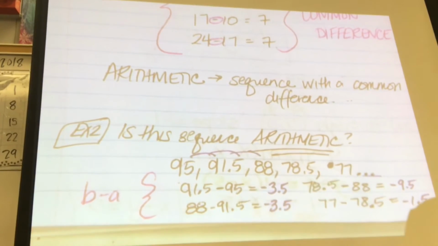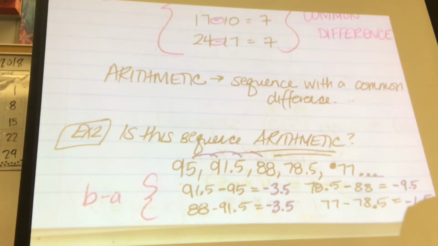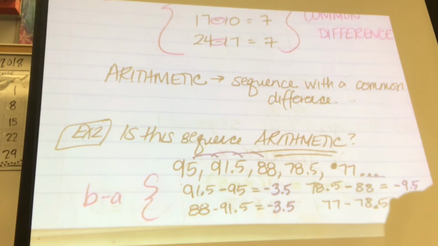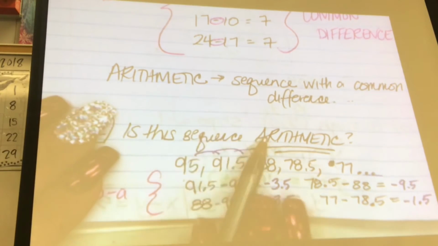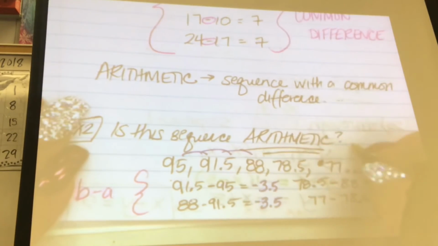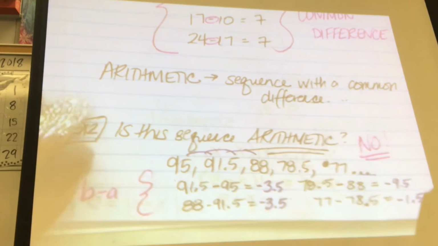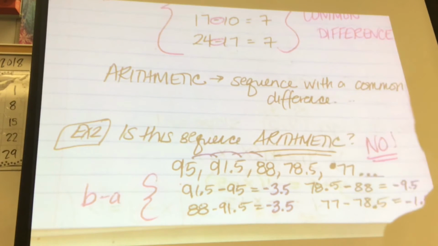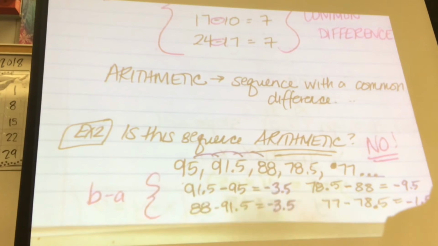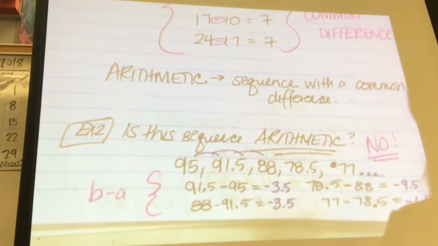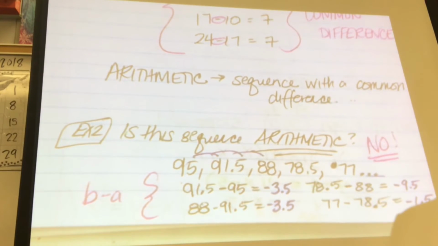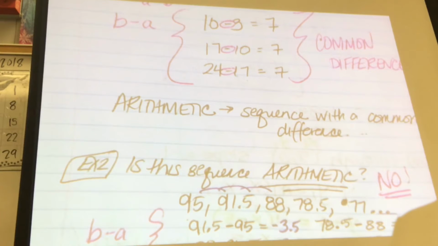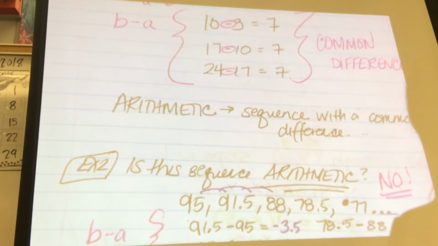Jacob, are these a common difference? No. No way. These do not move up or move down by the same amount. So the answer, is this sequence arithmetic? No. Be careful. Just because it's not arithmetic doesn't automatically mean it's geometric. It's just no. So tonight's homework, we're going to subtract our terms and see if we have a common difference. If it's a common difference, then it is arithmetic. If it is not a common difference, then it's not arithmetic. Pretty easy? So far, so good?